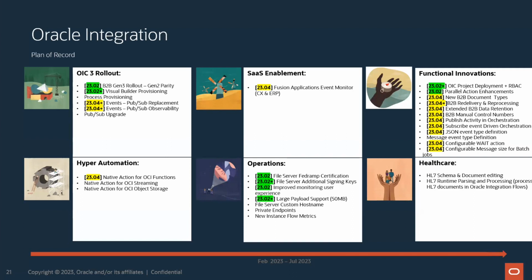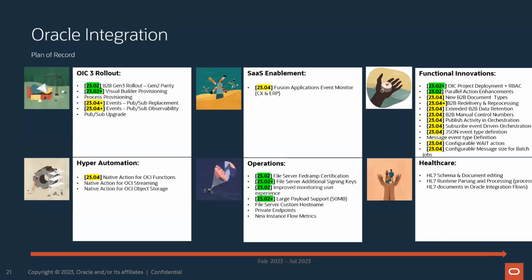We have Gen 2 parity. In fact, we've got more than Gen 2 parity at the moment there. And I will be showing this to you later. Another component that's there now is Visual Builder. So Visual Builder, again, a key component of OIC Gen 2, is now available in OIC 3.